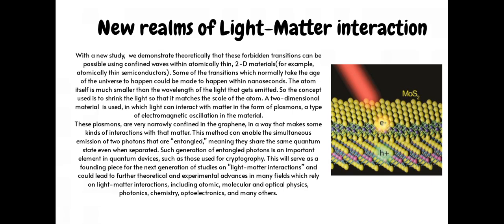A two-dimensional material is used in which light can interact with the matter in the form of plasmons, a type of electromagnetic oscillation in the material. These plasmons are very narrowly confined in the graphene in a way that enables a strong interaction with the matter. This method can enable the simultaneous emission of two photons that are entangled, meaning they share the same quantum state even when separated. Such generation of entangled photons is an important element in quantum devices, such as those used for cryptography.